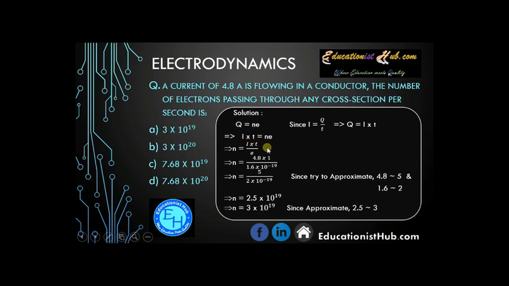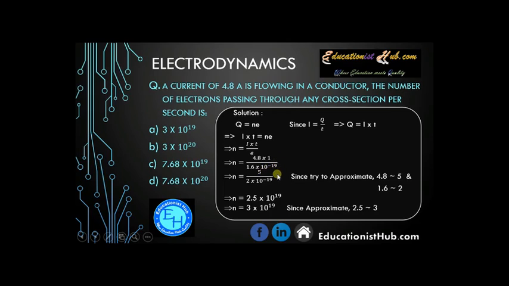You are required to find the value of the number of electrons, which means N. So when you shift this fundamental unit of charge E to the side of I into T, it becomes N is equal to I into T upon E. As you have been given the values, I is equal to 4.8, time is 1, and the charge of electron is 1.6 into 10 raised to the power minus 19.